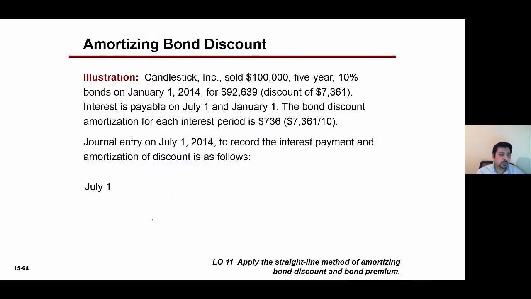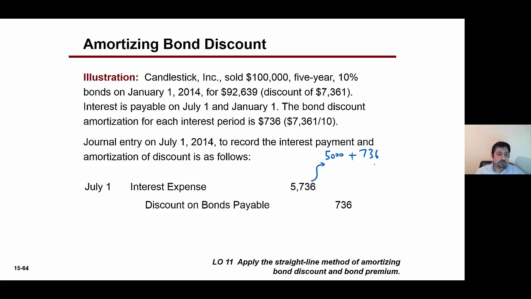So in this case, the company will be debiting interest expense $5,736, which is equal to the $5,000 actual payment plus the bond amortization, and the company will credit discount on bonds payable $736 and will credit cash $5,000 because this is the amount that was actually paid. This is the actual payment.